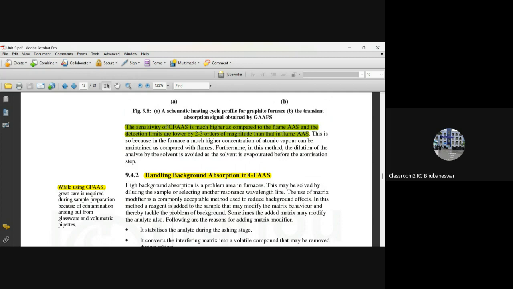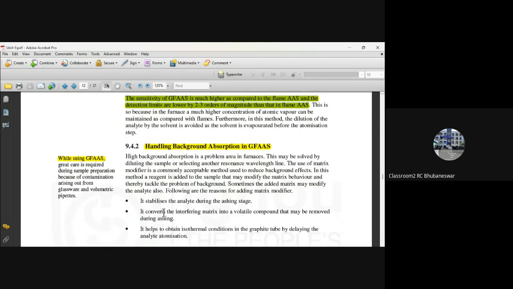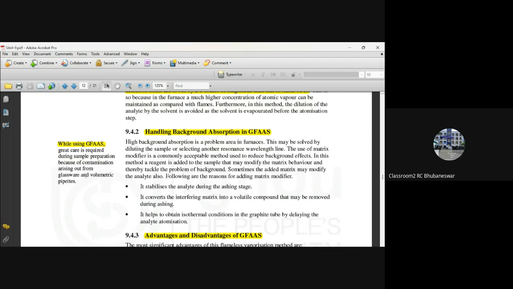Okay. So you can detect even smaller amounts of substances there, which you are not able to detect in flame AAS also. While using this GFAAS, great care is required during sample preparation, because of contamination arising from your glassware or volumetric pipettes. The micro pipettes, glassware, the furnace, and the sample inlets must be clean and good enough, and the time and temperature you maintain should be proper. Then only will you get very good results in GFAAS as compared to flame AAS.